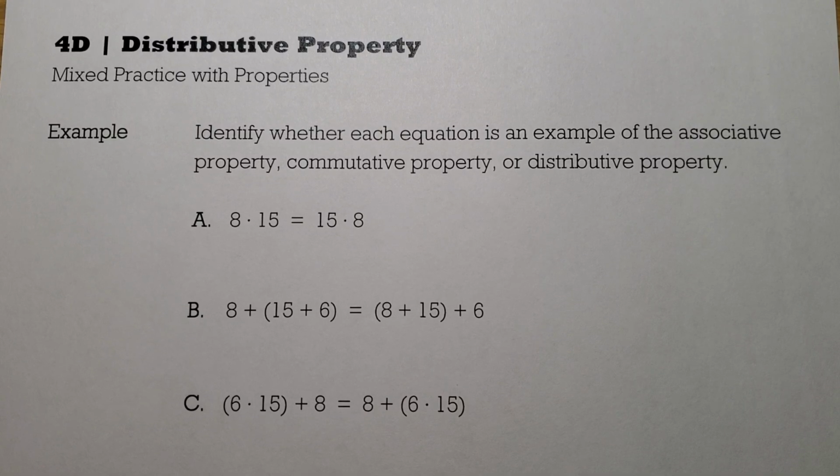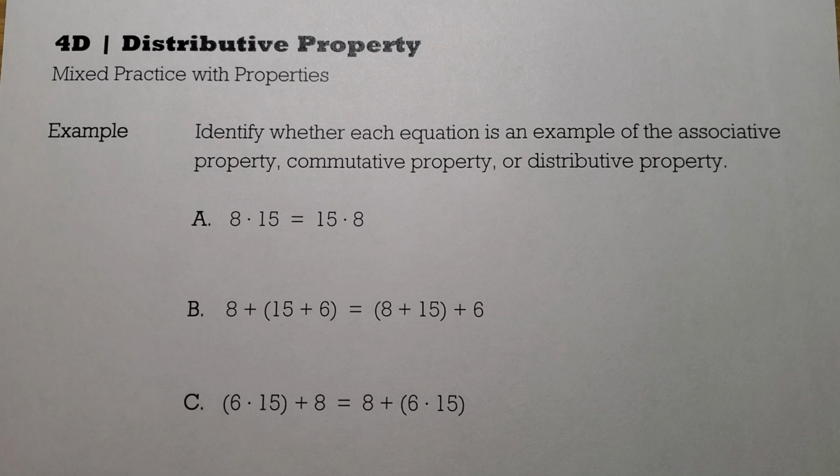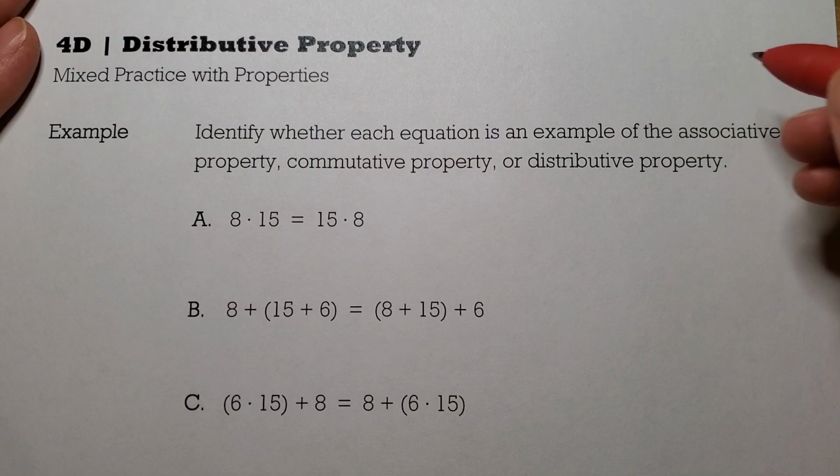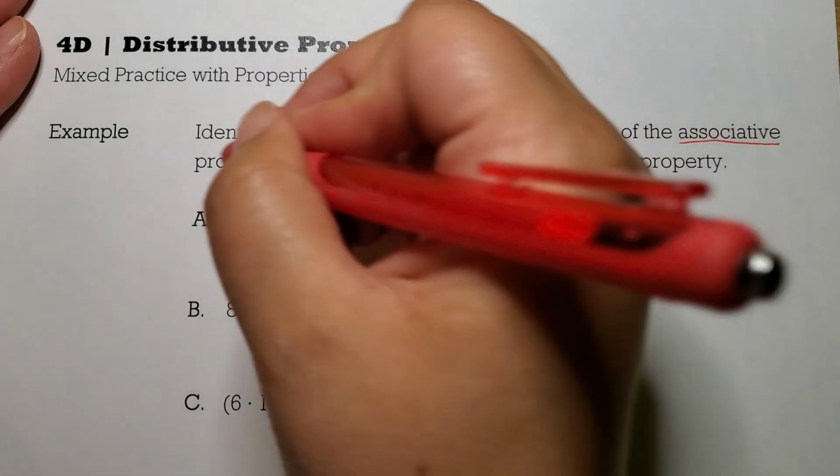Hi everybody, Professor Rad here, and today we're going to wrap up section 4D with mixed practice with the distributive, commutative, and associative properties. So let's get started on this example. We want to identify whether each equation is going to have the associative property, the commutative property, or the distributive property. So let's work through just a reminder of what each of these properties are.